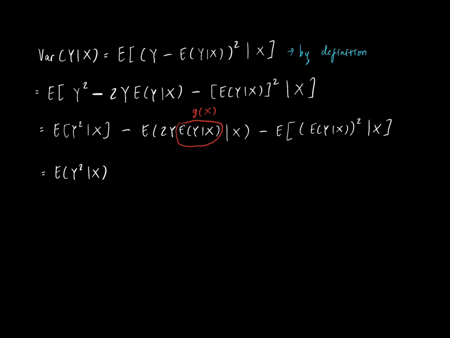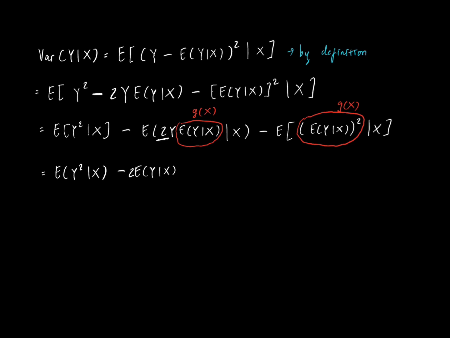The same thing goes with this one right here. This whole thing squared is also a function of x. A function of x squared is just a function of x. Now we can take it out of the expression by the useful rule. So we take this out, E of y given x. Actually, I can also take this constant out too.